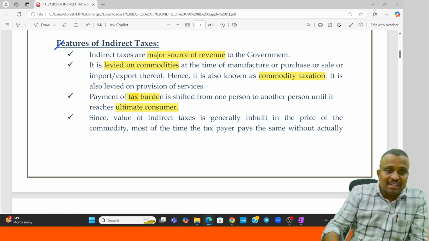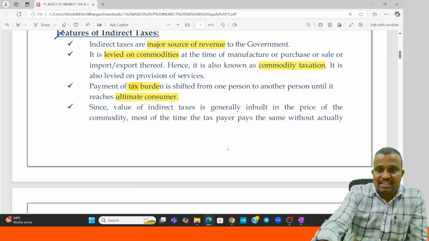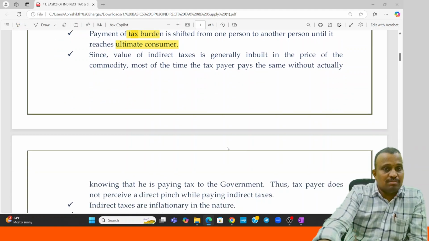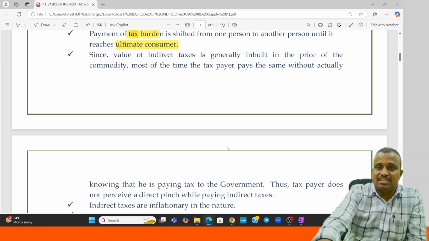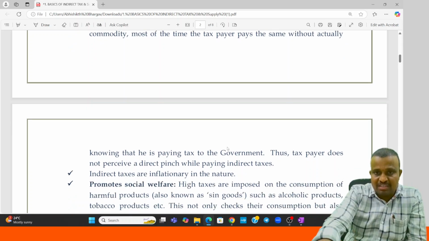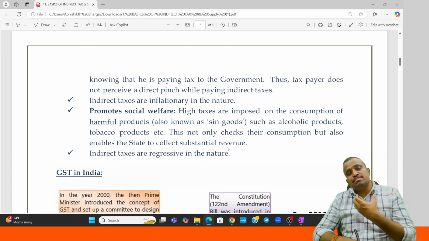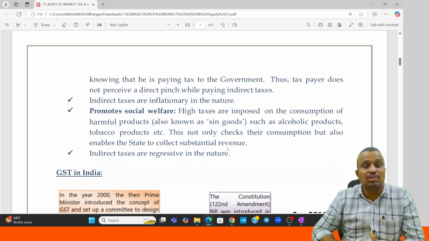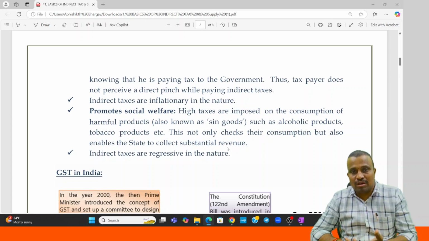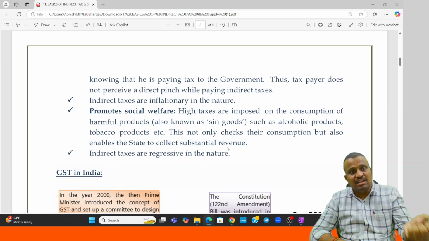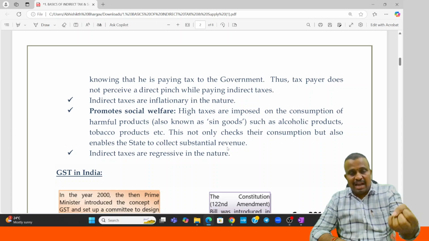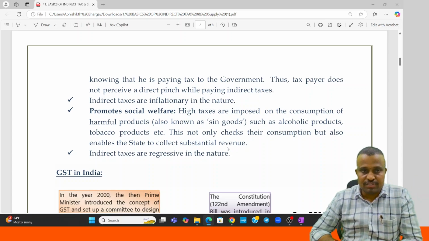Another one: the value of the indirect tax is generally built into the price of the commodity. Most of the time, the taxpayer pays it without actually knowing that he is paying tax to the government. Thus, the taxpayer does not perceive a direct pinch while paying the indirect tax. As we discussed, in the case of indirect tax, the majority of persons pay the tax without knowing whether they are paying it or not. But in the case of direct tax, every person knows. As their income increases, the payment of tax to the government also increases.